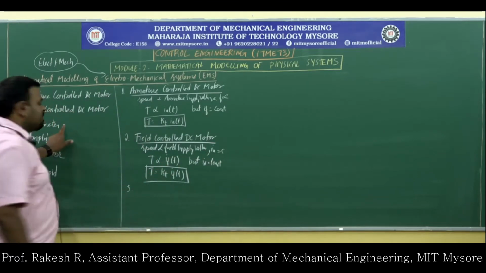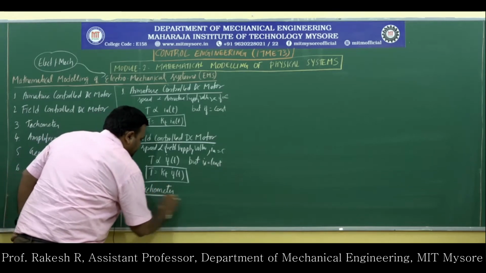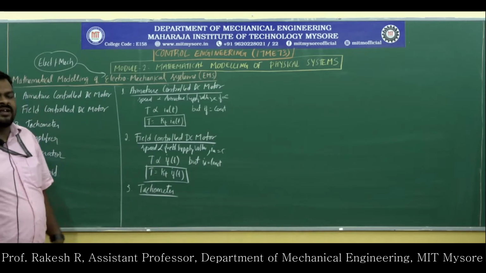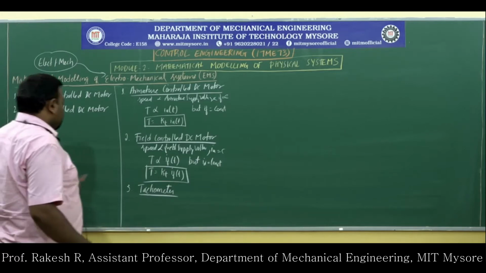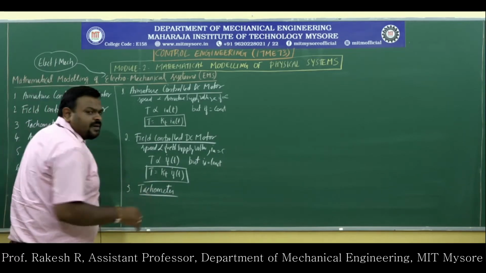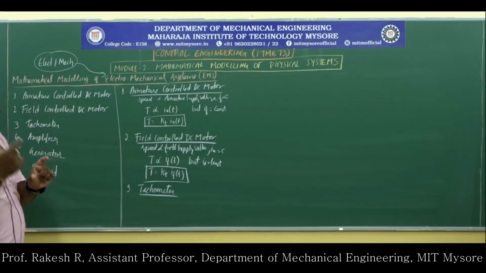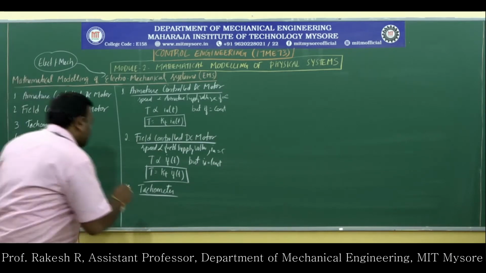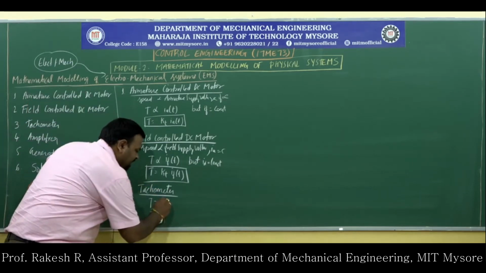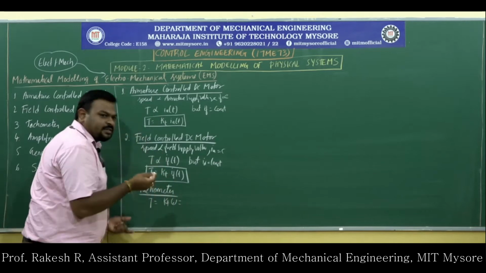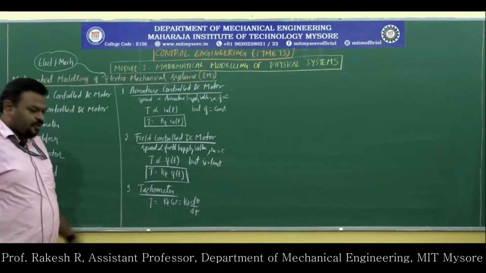Next, number three is the tachometer. Tachometer, as you already know, is a speed measuring device. A tachometer is an electromechanical system where the voltage is directly proportional to the speed of the DC motor. So simply, voltage is directly proportional to angular velocity. That is the equation for the tachometer. What we directly write is Kt into omega, where omega is d theta by dt, so Kt into d theta by dt. This is the equation for the tachometer.